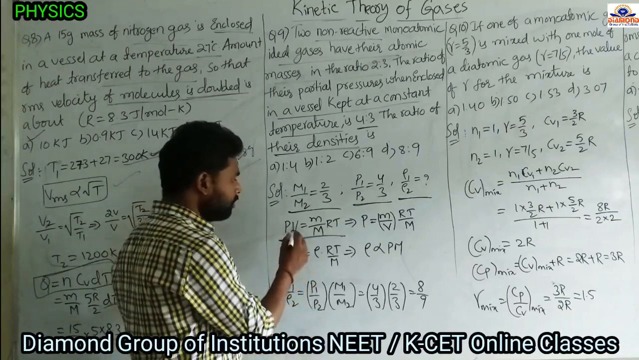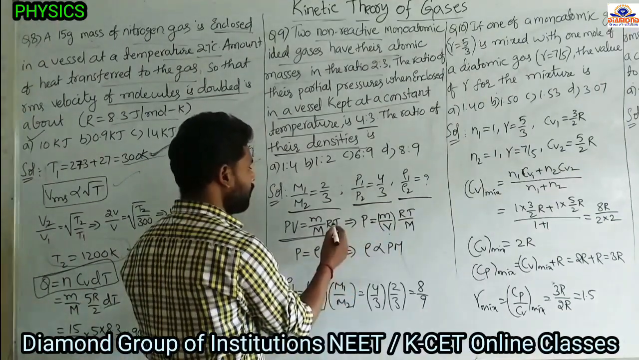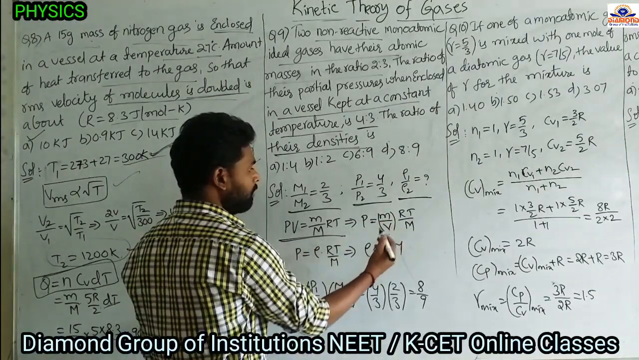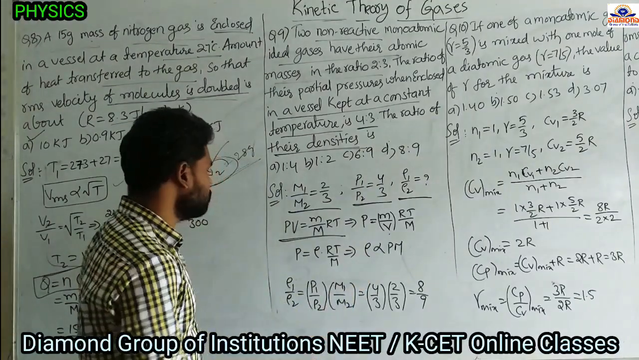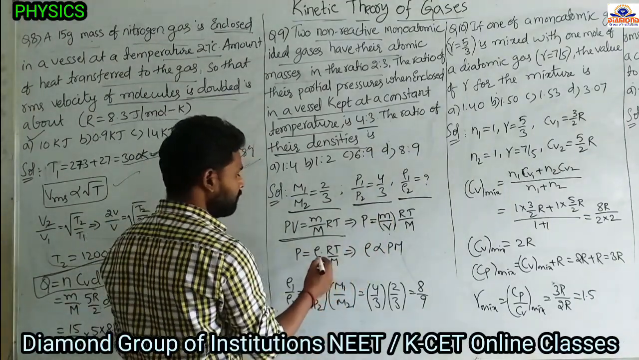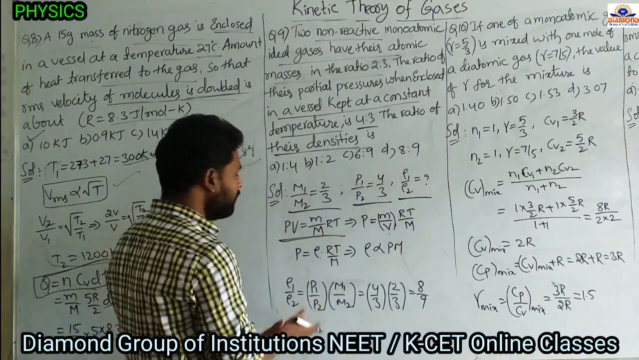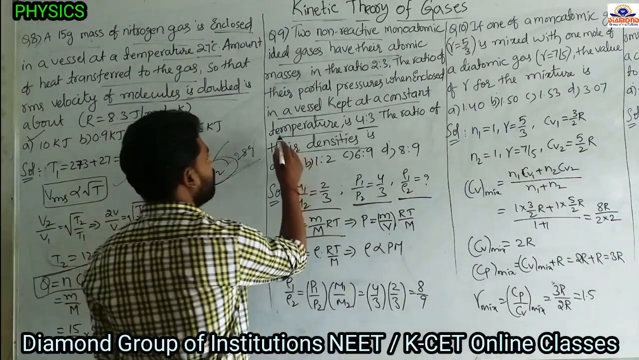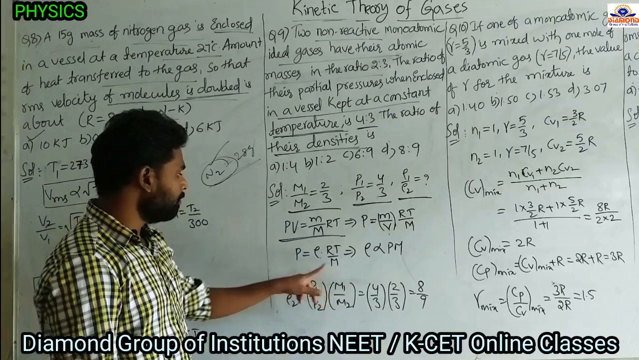Now send the volume to this side. Then P equal to m by V into RT by capital M. This is the mass of the gas by the volume occupied by the gas. So mass per volume is nothing but the density. So P equal to m by V, which is rho, into RT by M. Here R is a constant, and the temperature is also constant, as they said. Then send the M to this side.